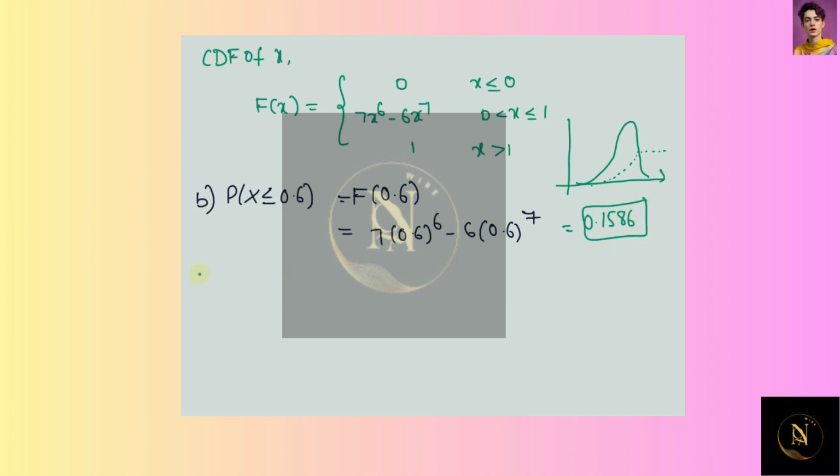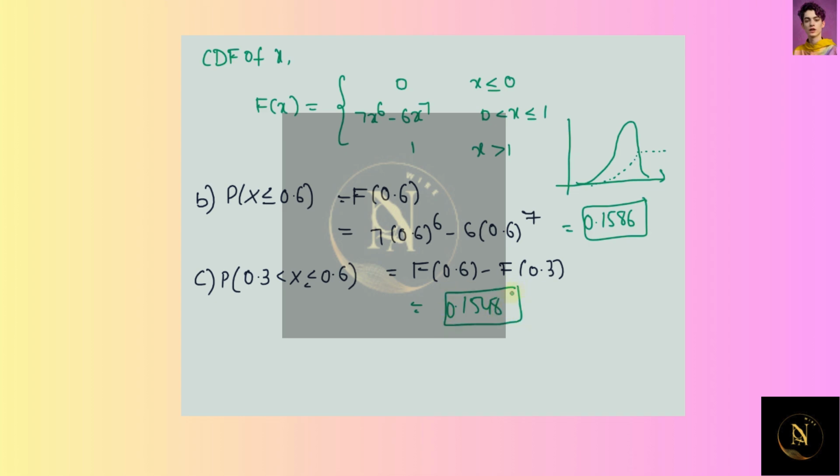Now in the B bit we have to find the probability that x is less than or equal to 0.6, that is F of 0.6. From above, by substituting, 7 into 0.6 whole power 6 minus 6 into 0.6 whole power 7, that will be equal to 0.1586. In the C bit, to find the probability that 0.3 less than x less than or equal to 0.6, that is F of 0.6 minus F of 0.3.